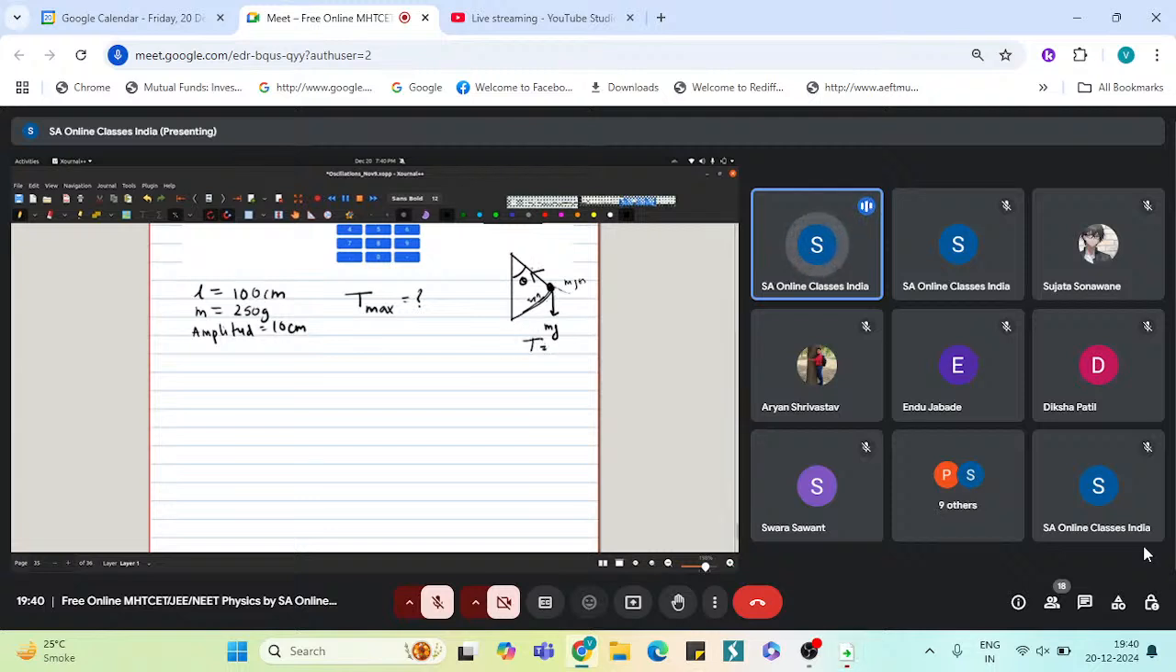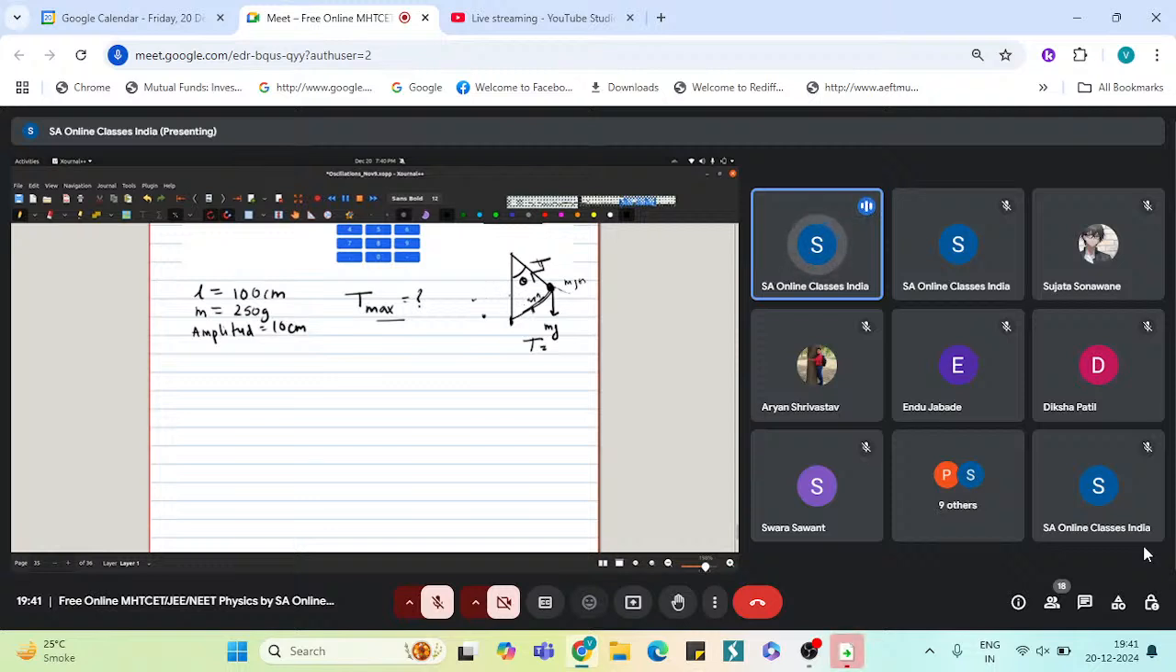Okay, so this is the tension that we are talking about, the tension in the string, and then they have asked the maximum value of the tension. So the first concept that will come here is where the maximum tension is in this motion essentially. Is it here? Is it here? Is it here? Where is the maximum tension in the string?